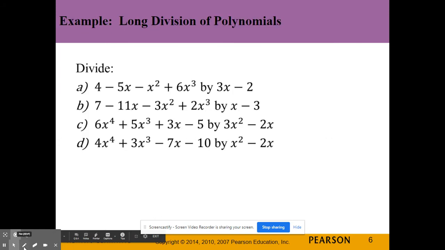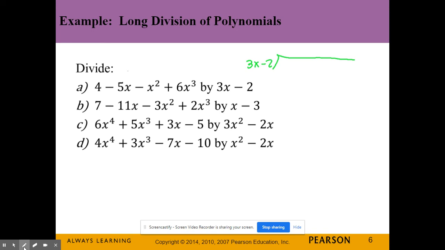We're going to do some more long division. So for the first one here, 3x minus 2 is the divisor. What you need to do is you need to put this in descending order. So I'm going to reverse it. So 6x cubed minus x squared minus 5x plus 4.